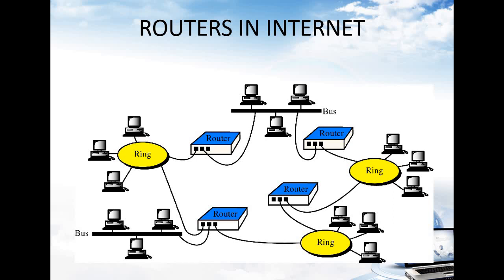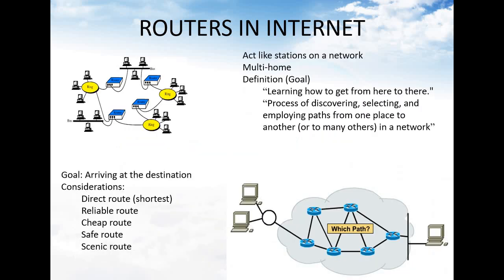Say, routers in the internet. The blue color indicates the routers and its pointers, and the yellow color shows the topology, networks, ring topology and bus topology. The diagram shows the connectivity of the router. Routers act like a station on a network, multi-homed. Its goal is learning how to get from here to there.